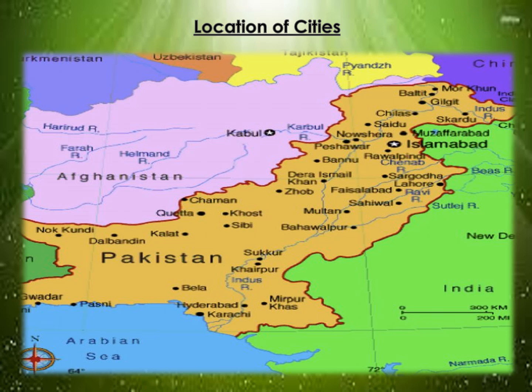In this map, you can see the location of the main cities. Over here, it's Quetta, Karachi, Hyderabad, Sukkur. Over here, Sahiwal, Faisalabad, Lahore, Rawalpindi, Islamabad, and so on.